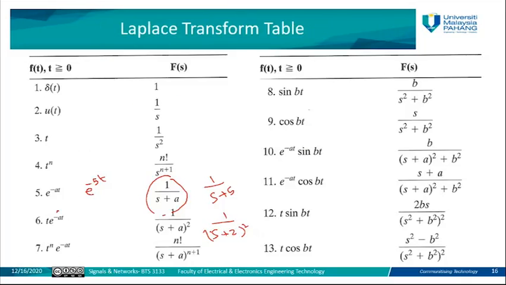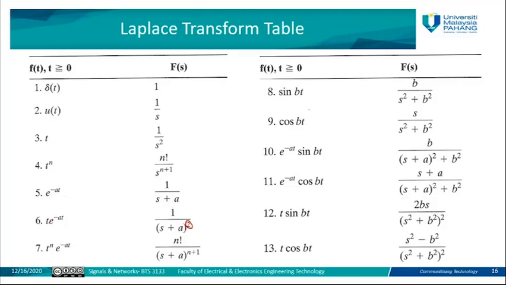So as you can see here, this is for the first function, for example, exponential negative a t. Then we have 1 over s plus a. Then we go later here. If I multiply this function by the variable t, I will get the square here. Here there is no t, so I just got the function 1 over s plus a.